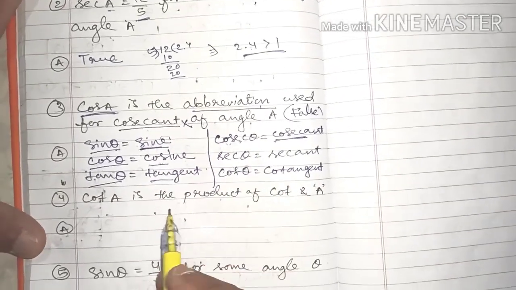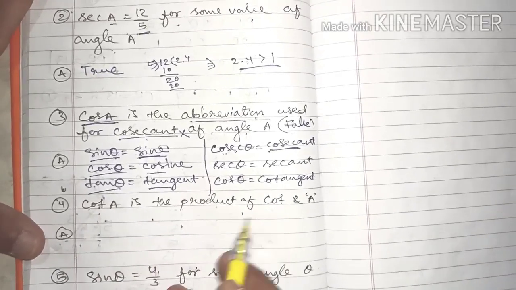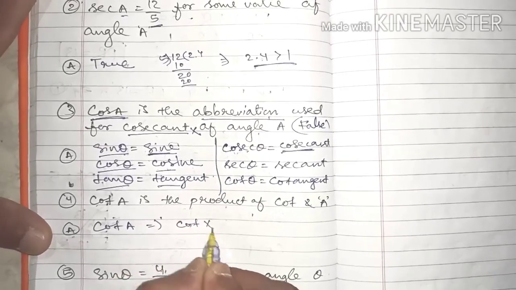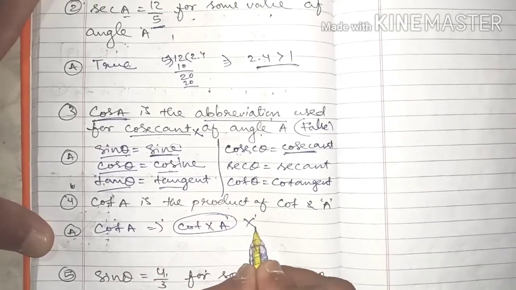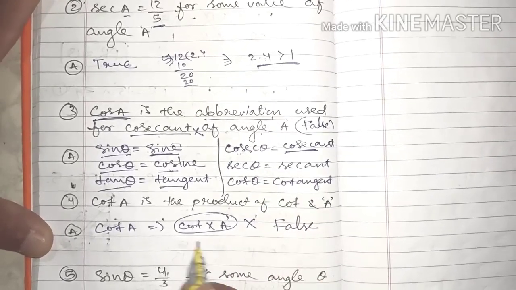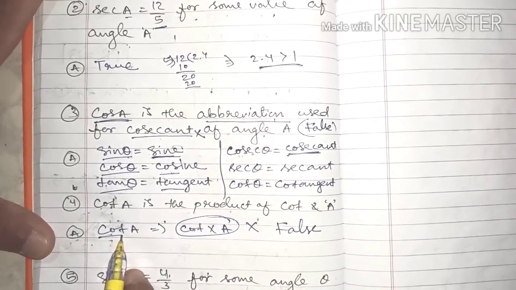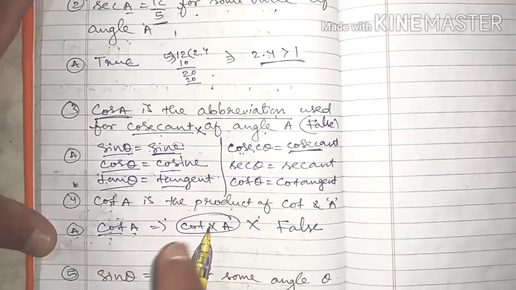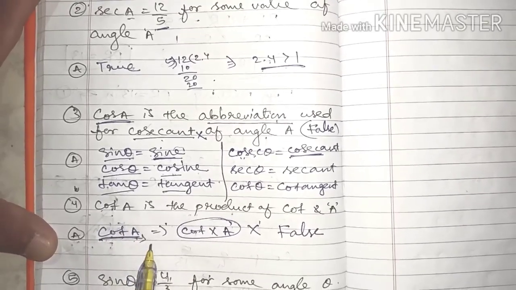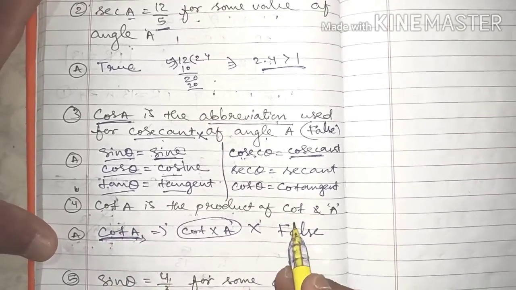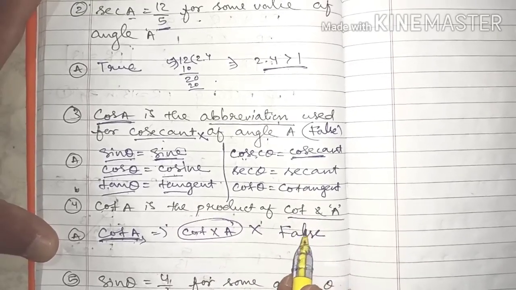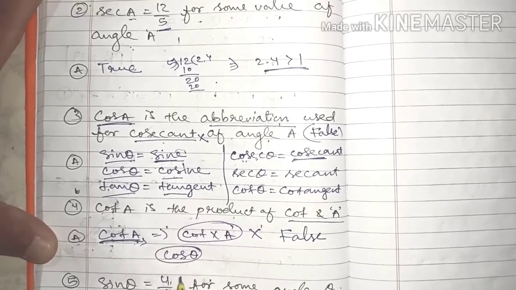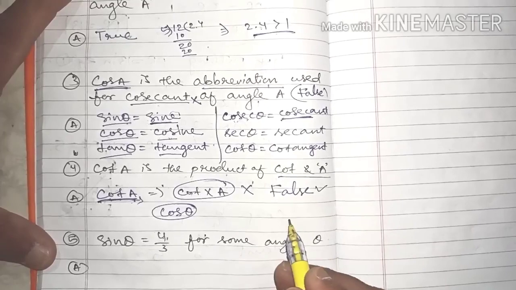Fourth question: cot A is the product of cot and A. Cot A is not a product of cot and A. This is false, because there is no such meaning where the trigonometric ratio and angle are multiplied. Without an angle we can't mention any trigonometric ratio. Only with angles will trigonometric ratios be mentioned. We can't separate cot and A, we can't separate cos and theta. Remember this one. So the answer of the fourth is false.